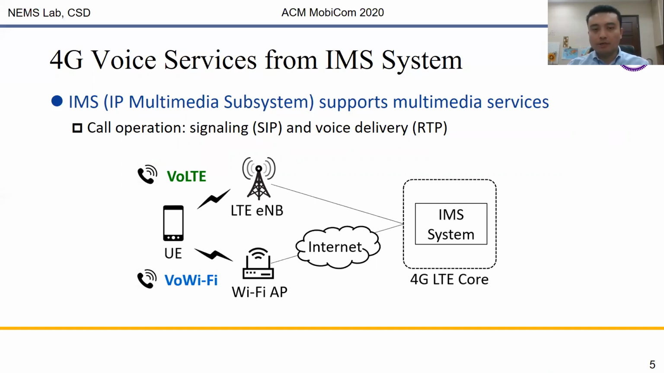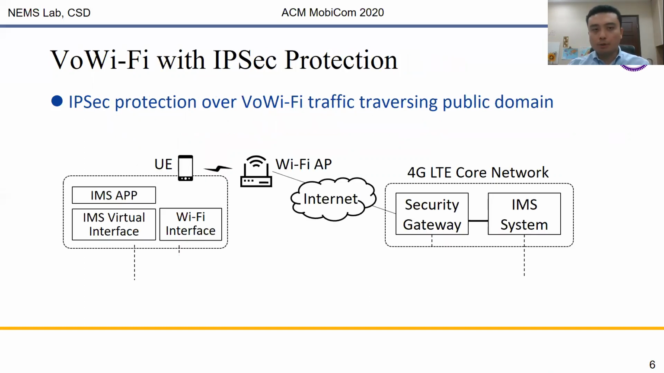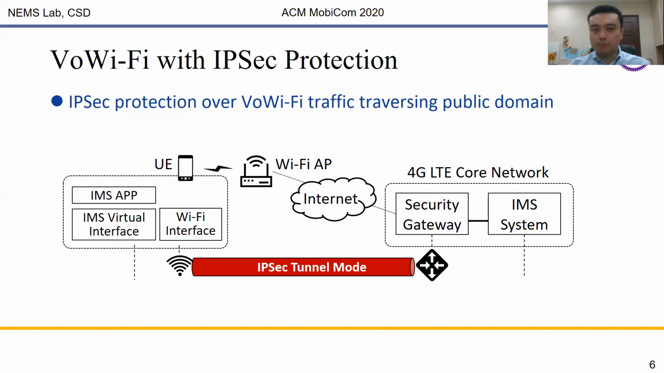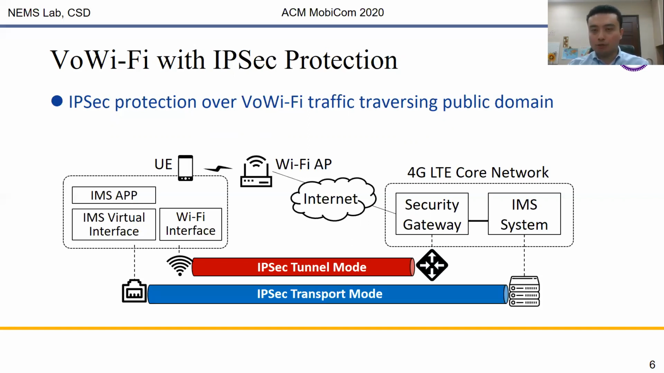Here you can see VoWi-Fi traffic needs to traverse the public domain, so it requires a higher level of security protection. To protect the VoWi-Fi traffic, an IPsec tunnel is built between the UE's Wi-Fi interface and the security gateway in the 4G core. The other IPsec session for the specific application, VoWi-Fi here, is built between the UE's virtual interface and the IMS system with the transport mode.